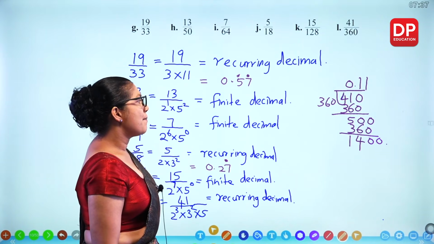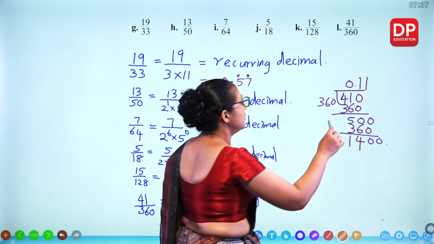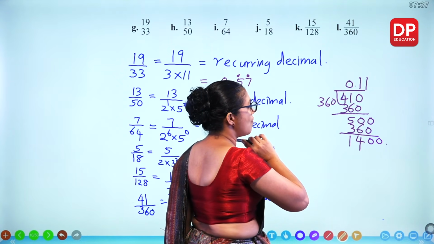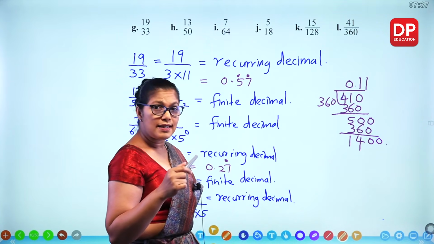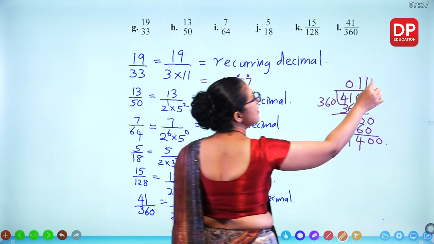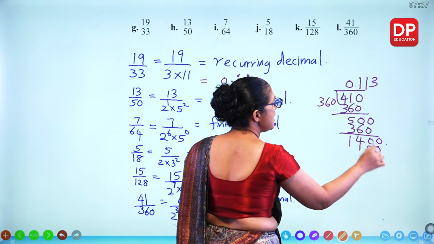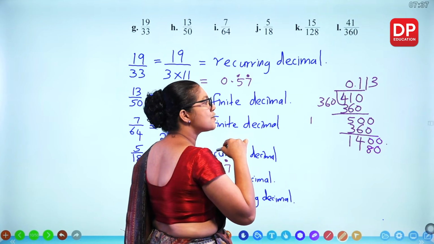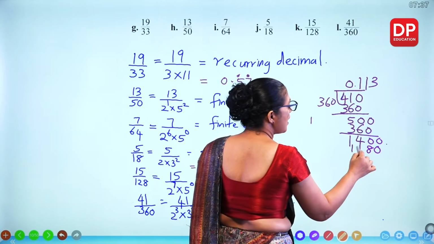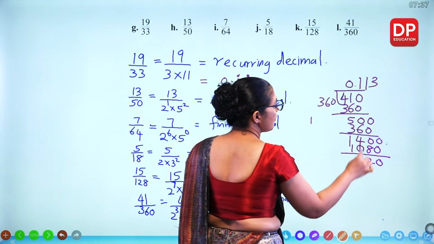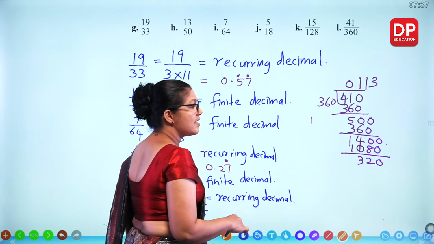When you multiply by 4, it's more than 1400. So it's 3. 3 times 0 is 0. 3 times 6, 18. 1 remaining. 3 times 3, 9 plus 1, 10. Subtract. You get 320.